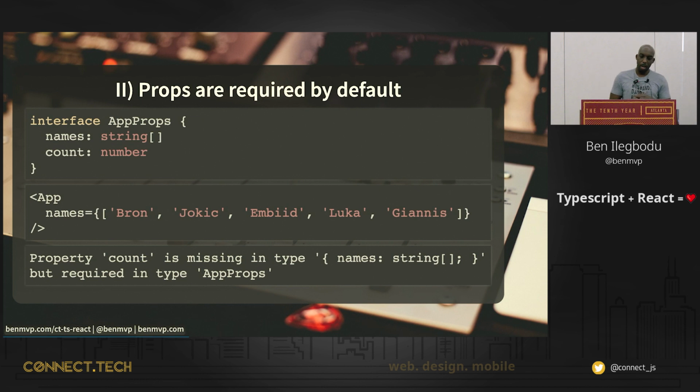So here I'm defining AppProps this time with two properties. We have names, which is an array of strings. Think of PropTypes.arrayOf, if you're familiar with that. And then we have count, which is a number. So if I call this component and leave off the required prop, we're leaving off count in this case, the type checker will yell at me, and again, it won't compile.